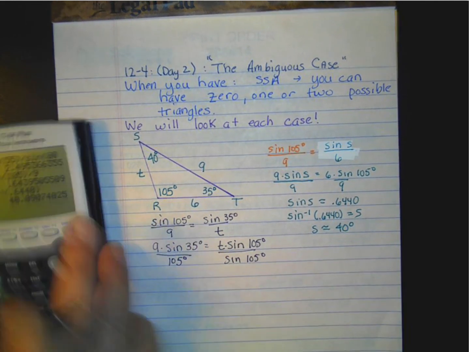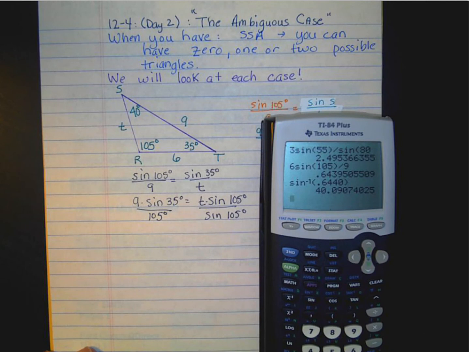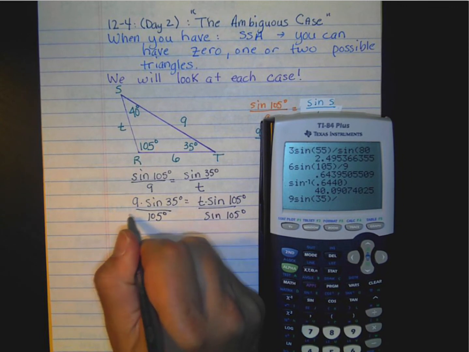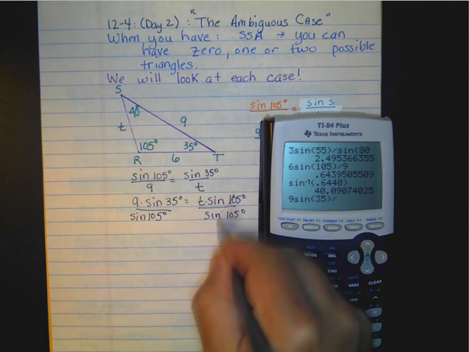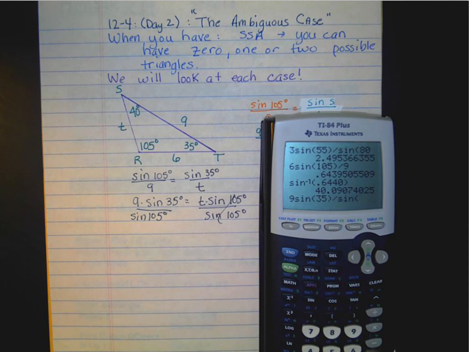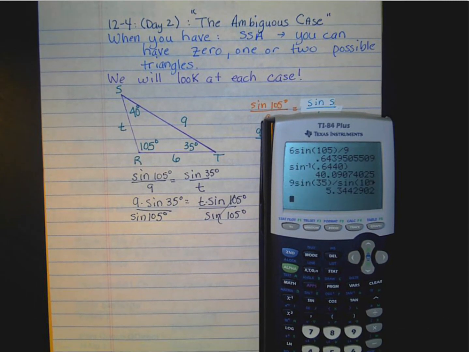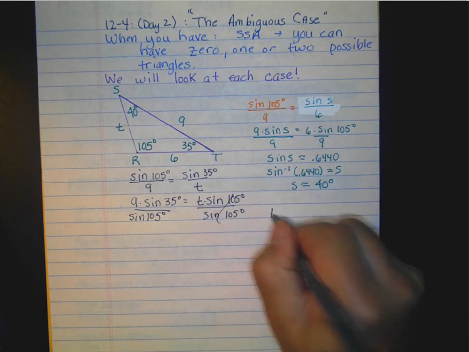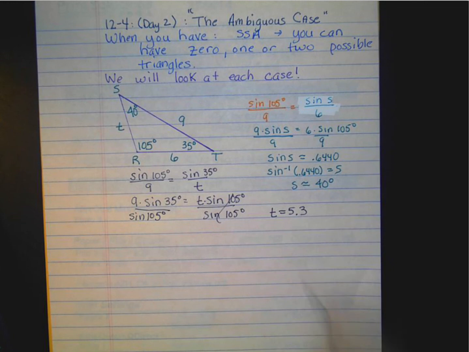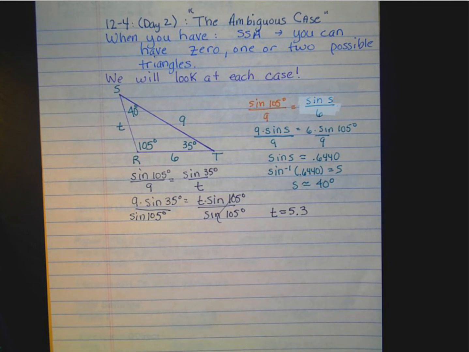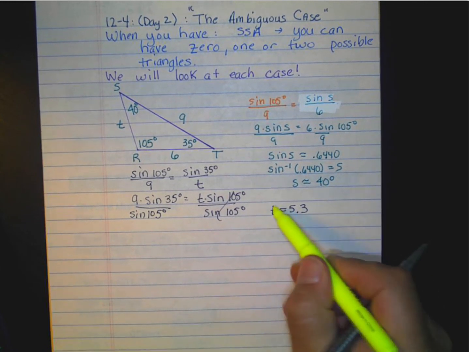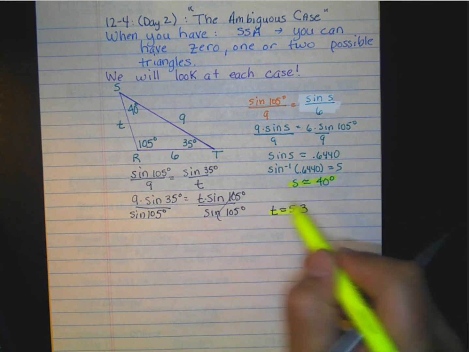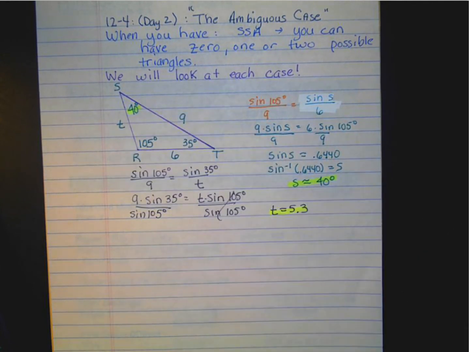So again, calculator, bring it up for you. 9 times sine 35 divided by, whoopsie, this is the sine of 105. Sine 105, and I get about 5.3. So that means that little t is 5.3. Those are my missing pieces. I found t, s, and then angle t. Okay, those were the missing ones. So that's one triangle.